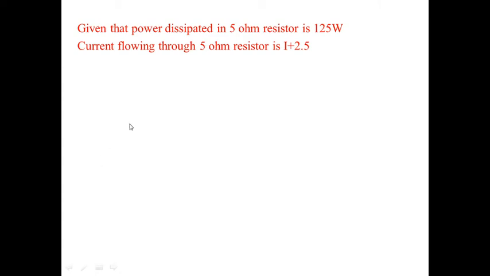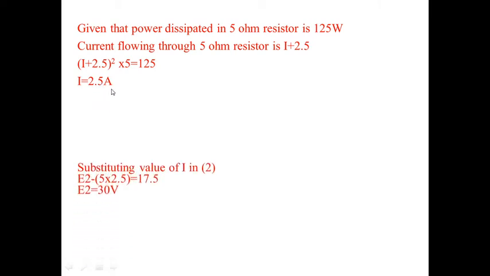And we have one more thing given: the power dissipated in the 5 ohm resistor is 125 watts. The current flowing through the 5 ohm resistance is I plus 2.5. The equation of power is I square into R. So (I plus 2.5) square into R, where R is 5 ohm, is given as 125 watts. From this we can see that the I value is 2.5 amps.